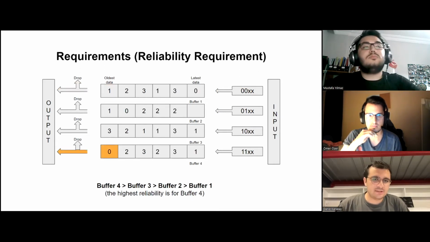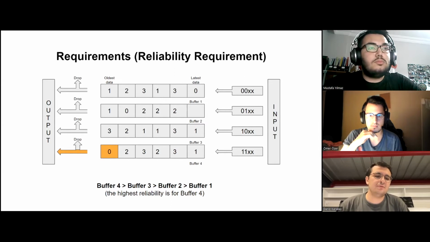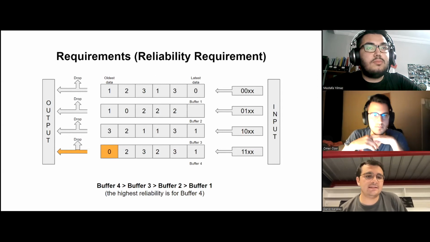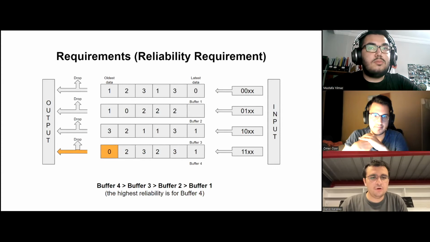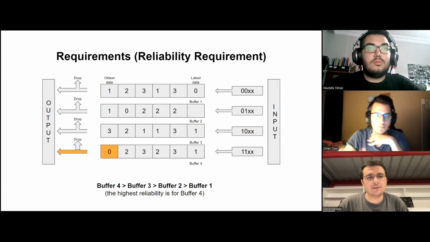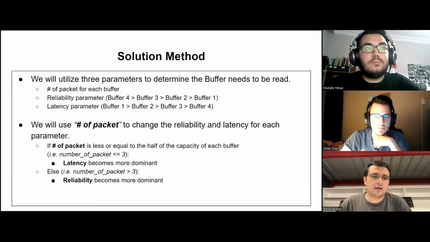For the reliability requirement, this time the highest reliability is for buffer 4, then buffer 3, then buffer 2, and buffer 1. And if we have data like this one, we need to read buffer 4 in order to satisfy this reliability requirement. And I will talk about our solution method.